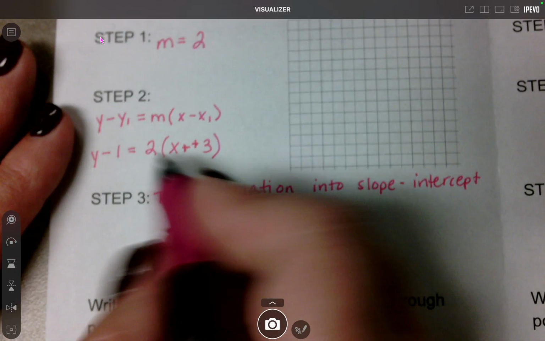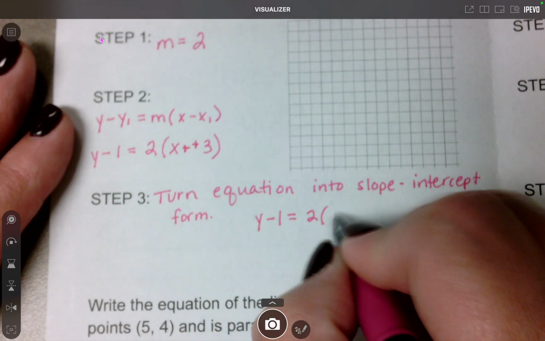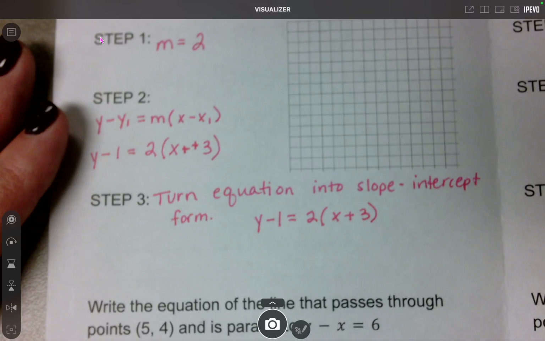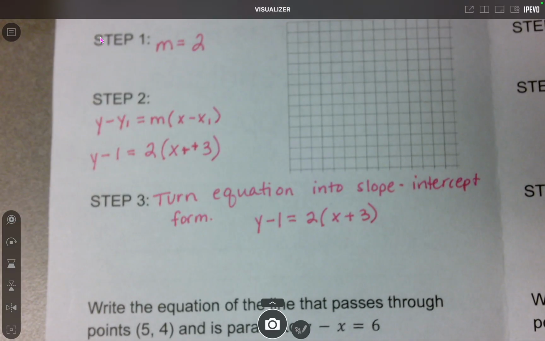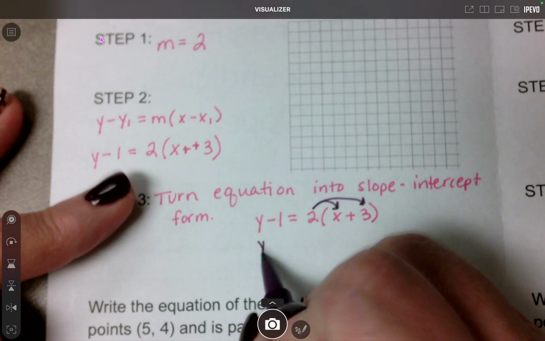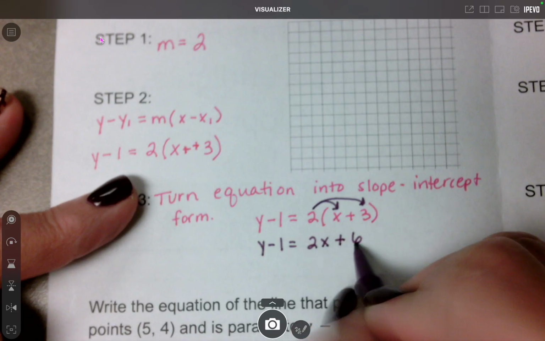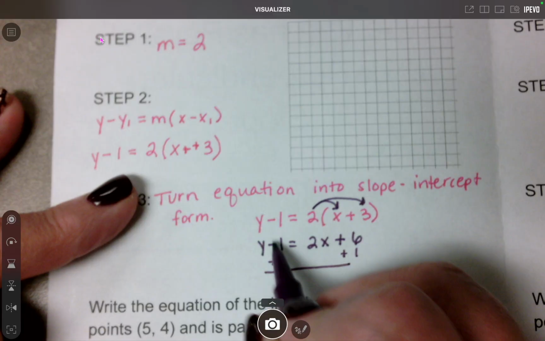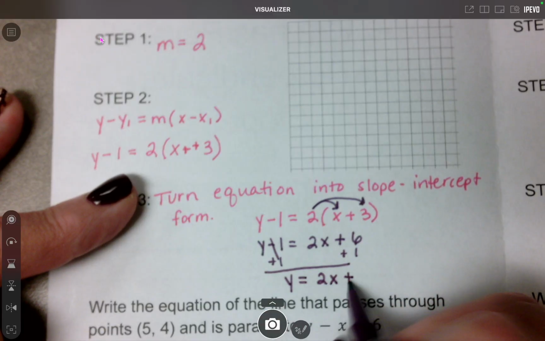So I'm going to take the equation I already wrote, y minus 1 equals 2 times x plus 3, and I need to get y by itself. So I'm going to go ahead and distribute the 2. So I have y minus 1 equals 2x plus 6, and then I'm going to add 1 to both sides to get y by itself. So I'm left with y equals 2x plus 7.